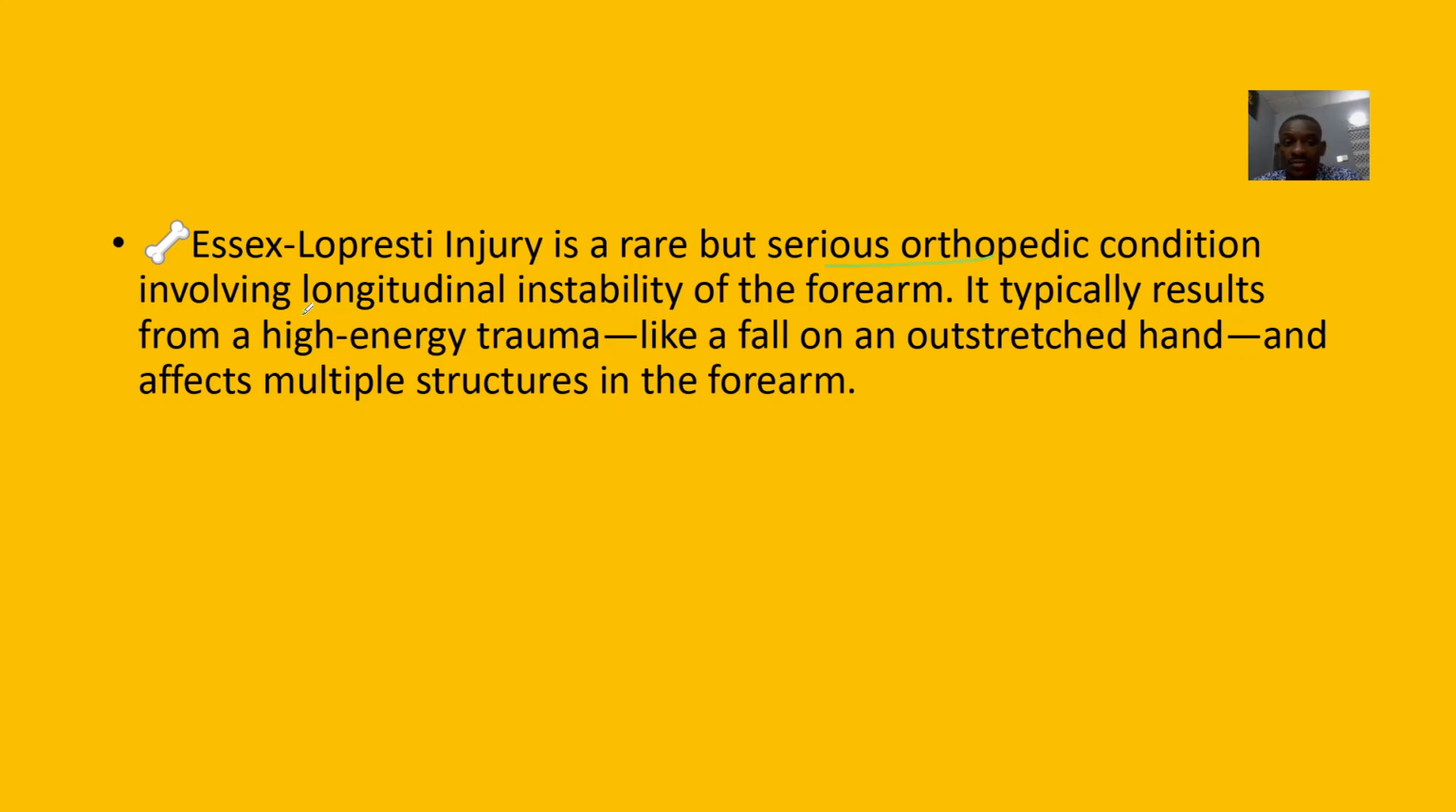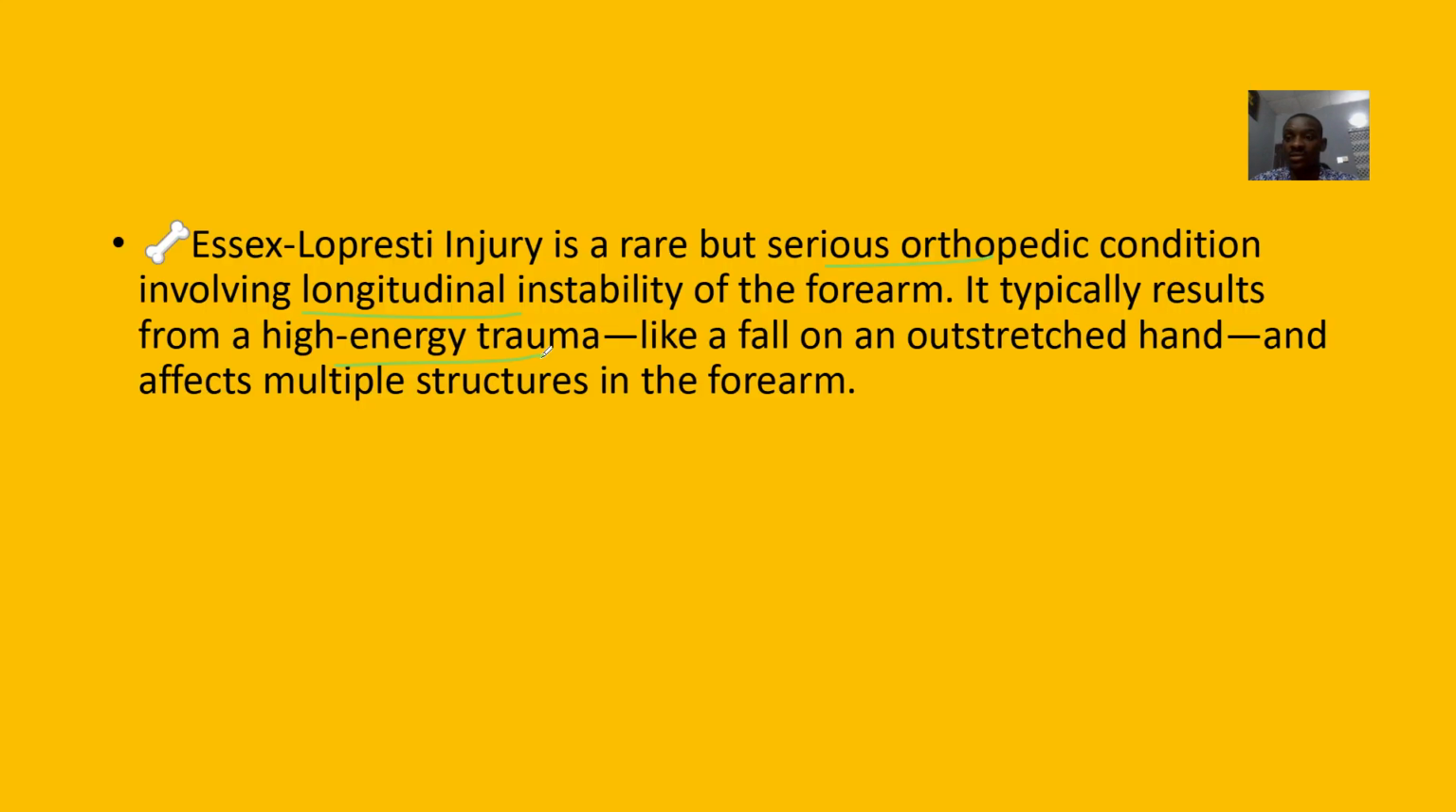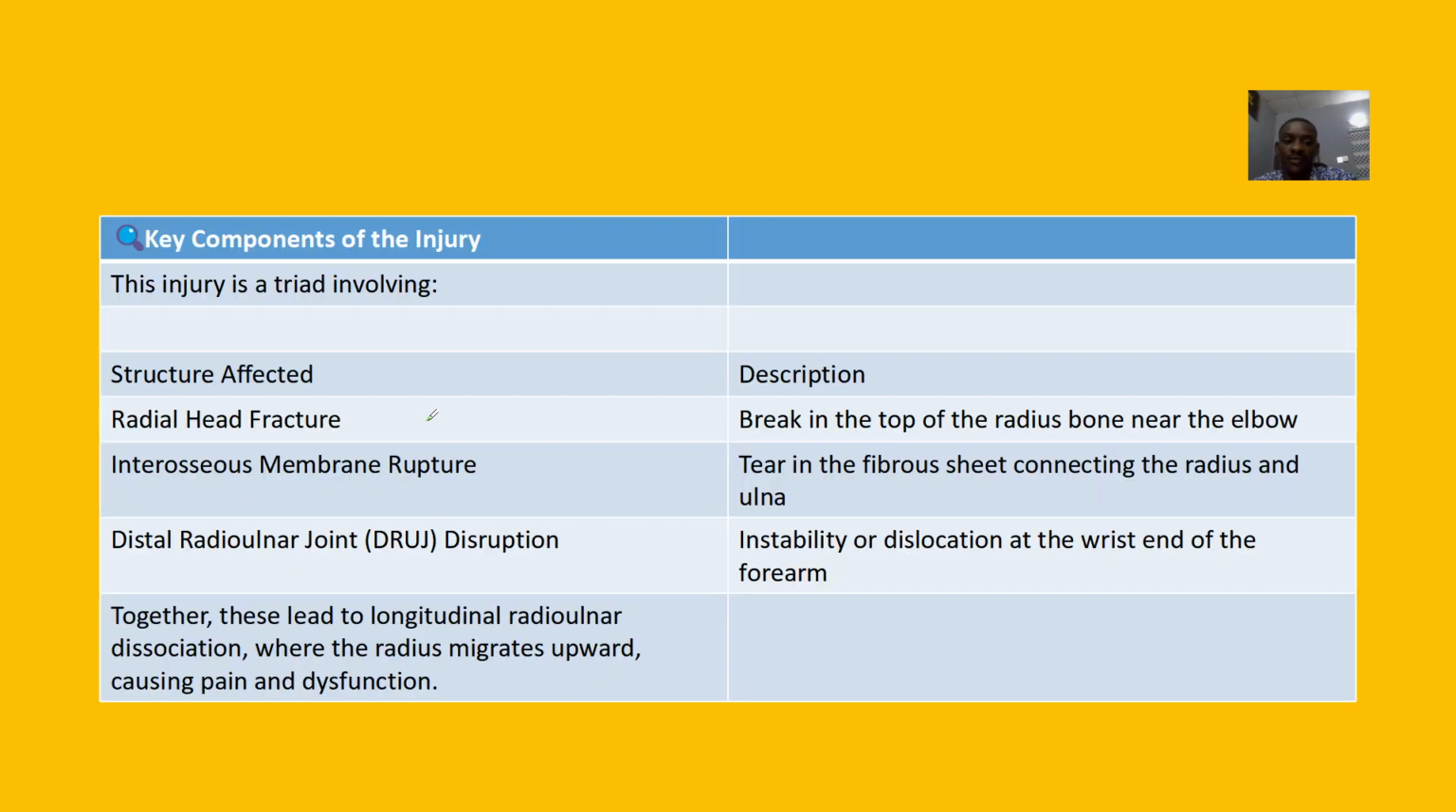So with this one, there's a longitudinal instability of the forearm, and usually it is because of what? High energy trauma injuries, like when you're trying to fall, then you use your hand to support your body weight. Okay, so it affects many structures in the forearm.